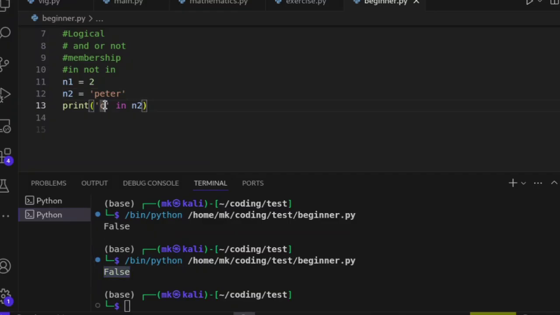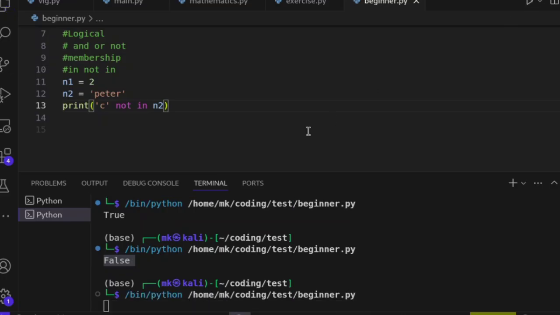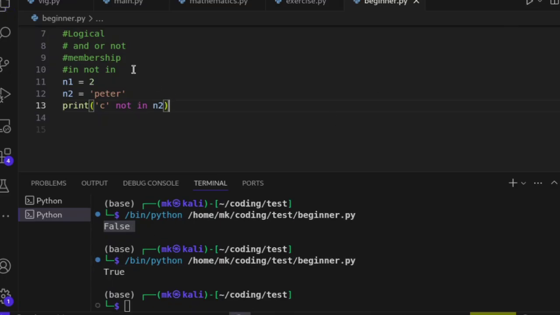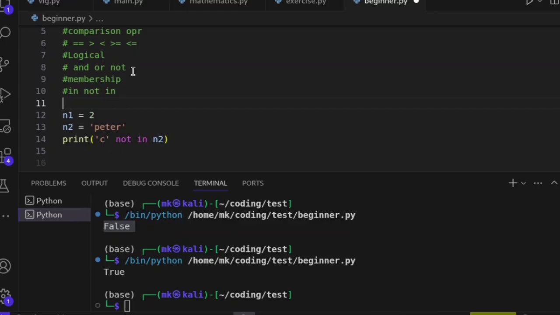So if I change it and put P, then I'm going to see true, yes, because we do have P inside N2. But if I use not in, I'm asking, I don't have P inside N2, right? If I have it, then it says no, you do have it. You see, false, you do have it. But if I put C, it says yes, you don't have it. So this is it.